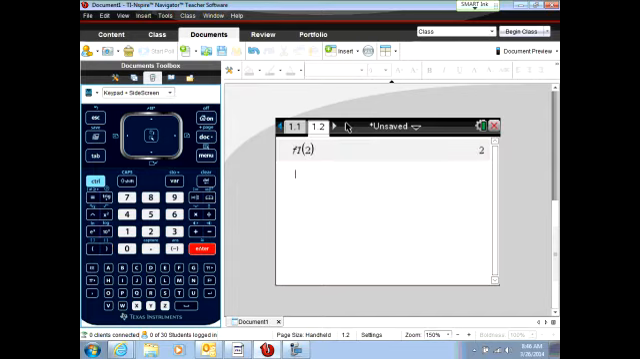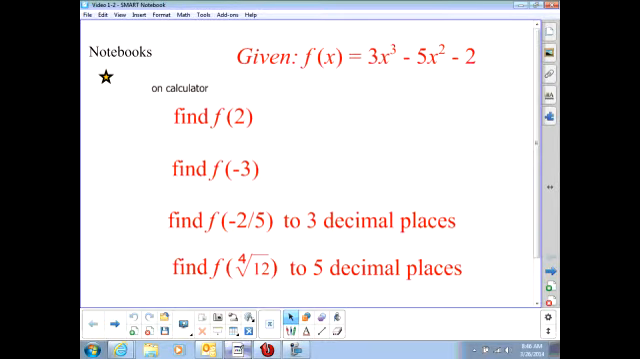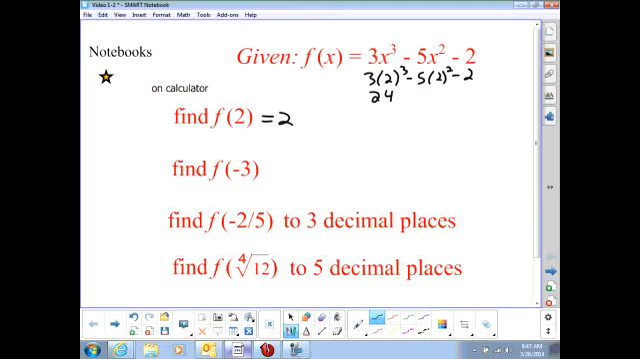Hitting enter, the calculator automatically plugs that into our function. So we know then that f of 2 is just equal to 2. And if you want to confirm that, notice if we had plugged 2 in here, 2 cubed is 8, 8 times 3 is 24. 2 squared is 4, times negative 5 would give you negative 20, and then minus 2. So this is 24 minus 22, which would, in fact, give us 2. Okay? And that's what the calculator is doing. It's automatically plugging that value of 2 into our function.